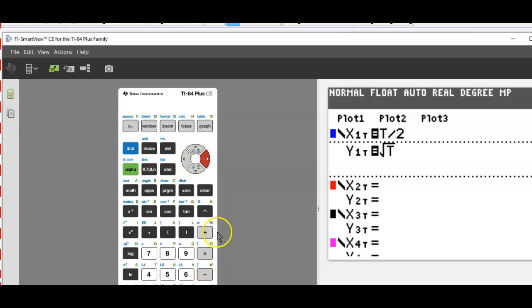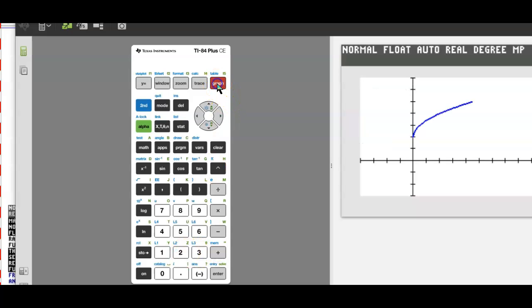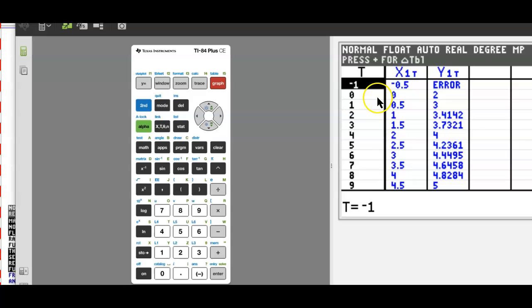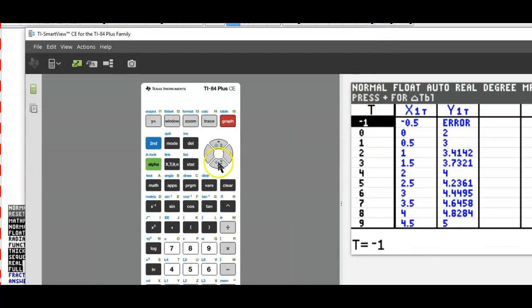Arrow to the right, +2. Okay, it should graph now. And it's a little piece of a parabola or piece of a square root graph. It's only the top half because it was a square root, not an x squared or t squared. And I can go to the table and see my integer values if I wanted to fill them in the table. But see, it does go past the points. We only wanted 0 to 9.